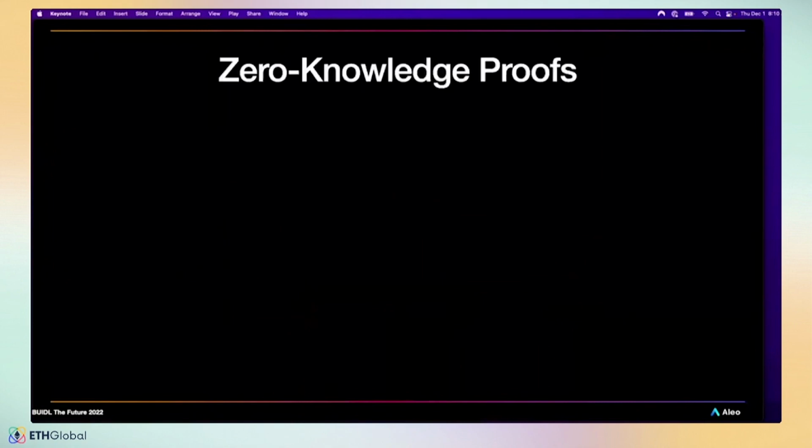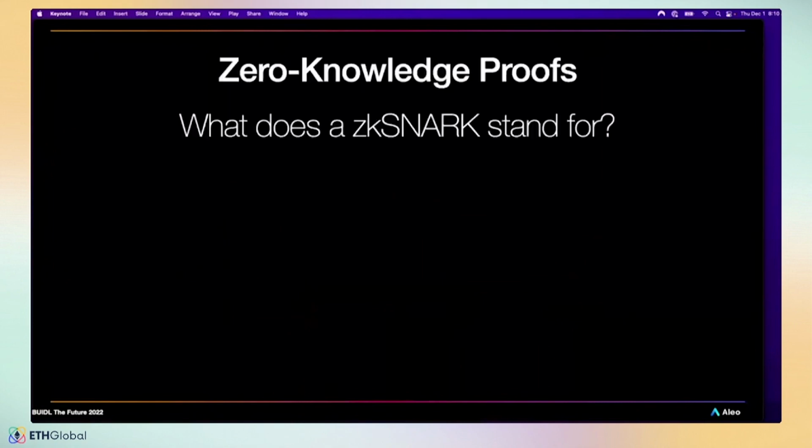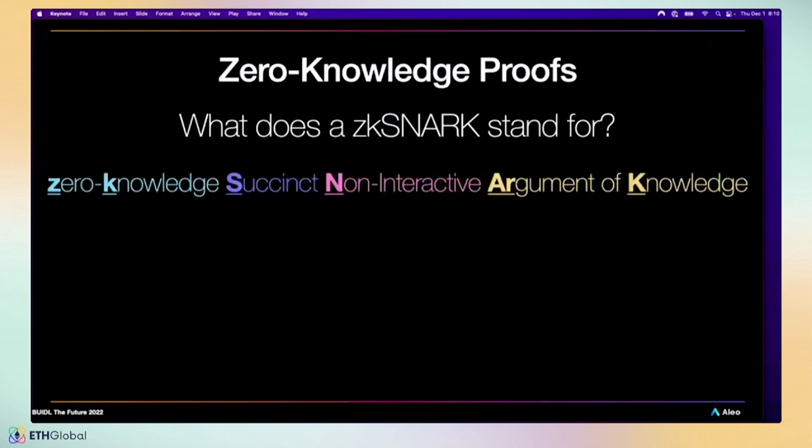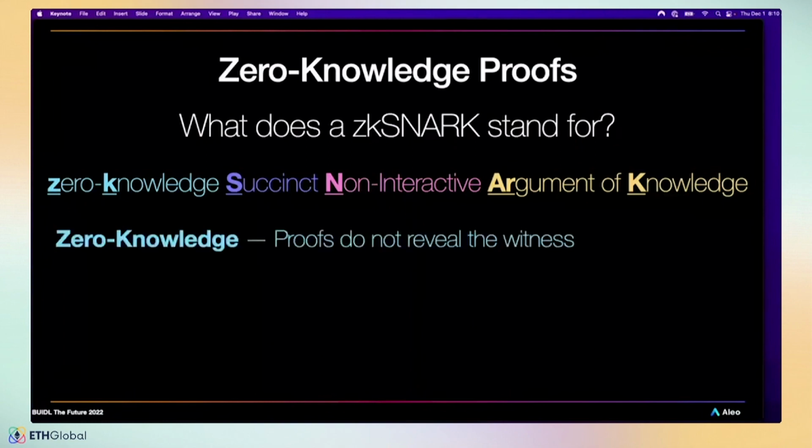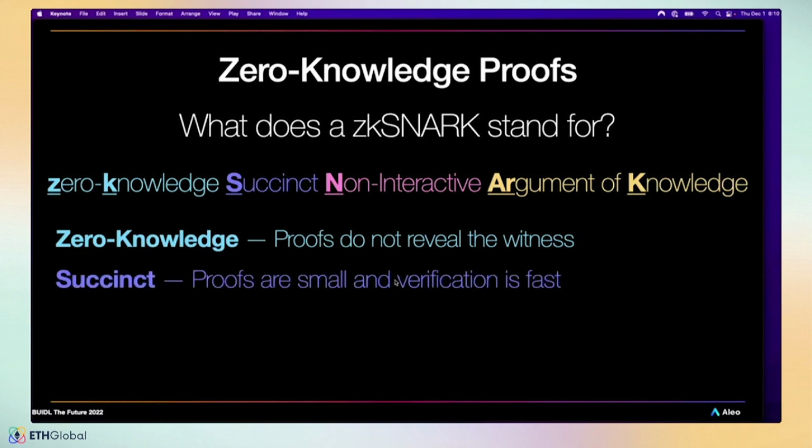Now, there's a special type of zero-knowledge proof called a ZK snark. And a ZK snark is a zero-knowledge, succinct, non-interactive argument of knowledge. And let's break that down a bit. So a ZK snark is a proof that is zero knowledge, which means that the proof does not reveal anything about the private inputs that were used to construct that proof. A ZK snark is succinct, which means that the proof is small in size and verifying the proof is fast.